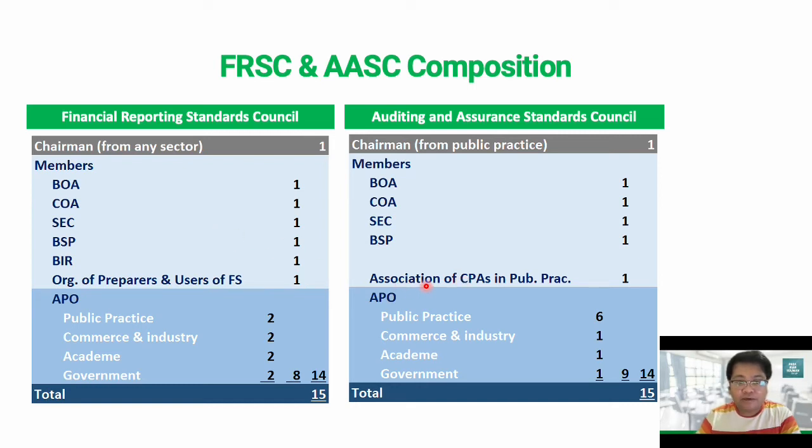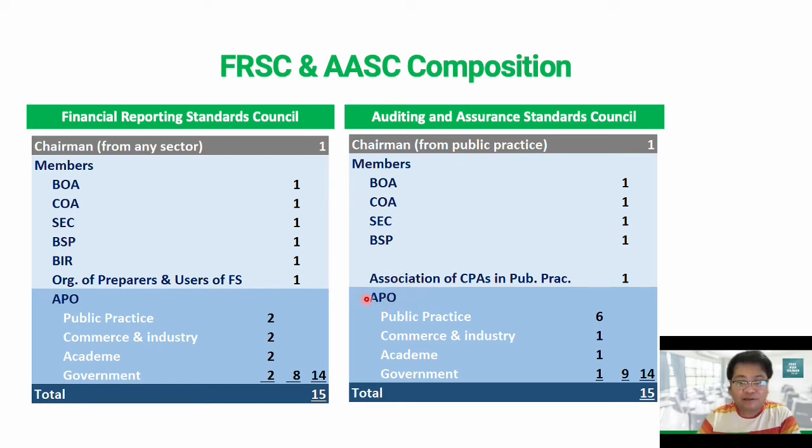And then another association of CPAs in public practice, one. Similar to FRSC, there is an organization of preparers and users of FS. And then the rest will come from APO. Because it's one less member representative from the government organizations, the remaining number from the APO shall be 9. So 9 members from the Accredited Professional Organization.